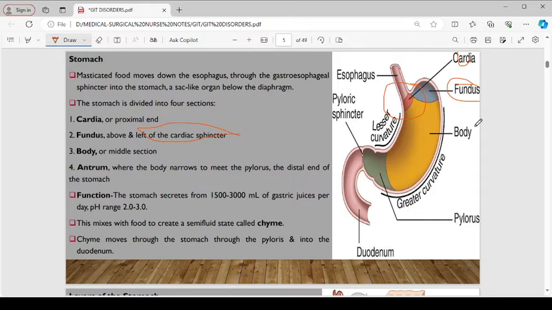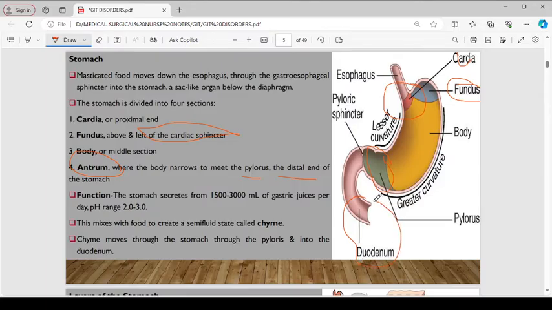This is followed by the third section, which is the largest, and this is the body or the midsection of this organ. And then lastly, we have the antrum. This is where the body narrows to meet the pylorus. Okay, it is the distal end of the stomach. Just after that, we have the pyloric sphincter, then we shall get into the duodenum, right?